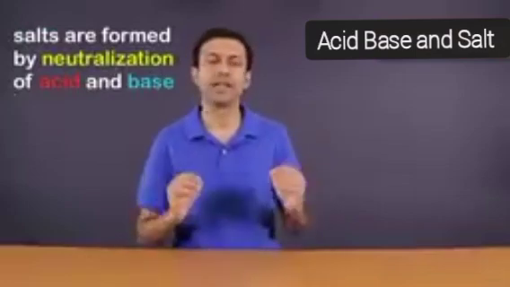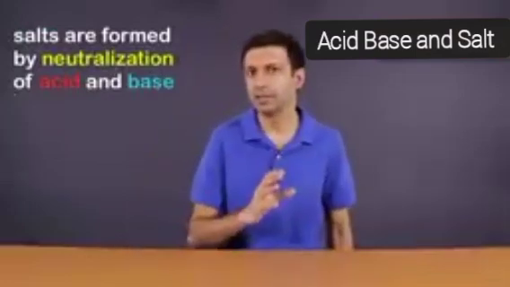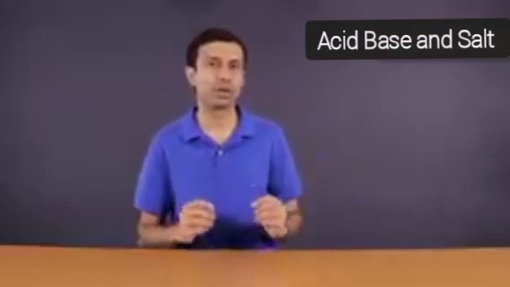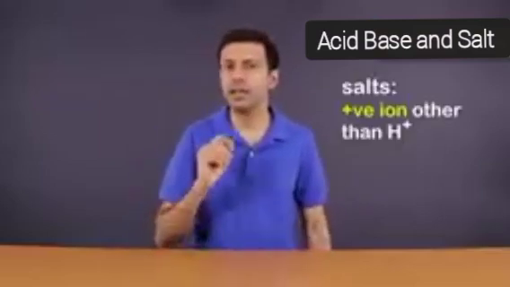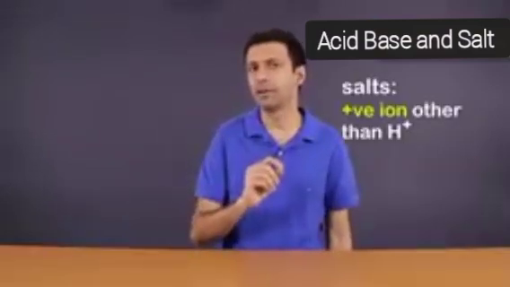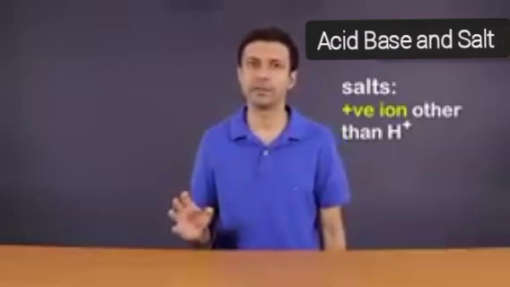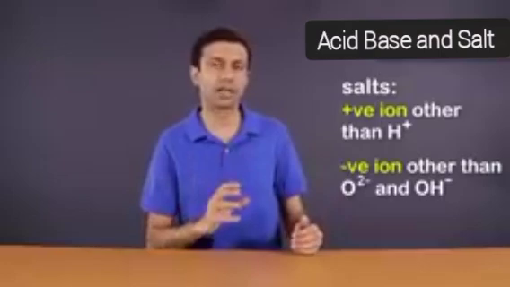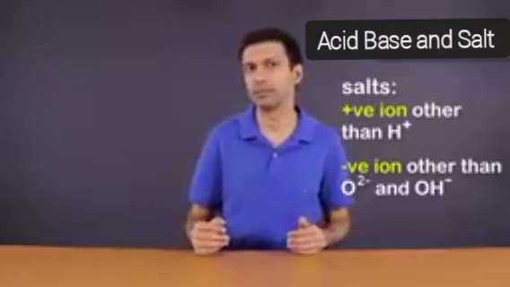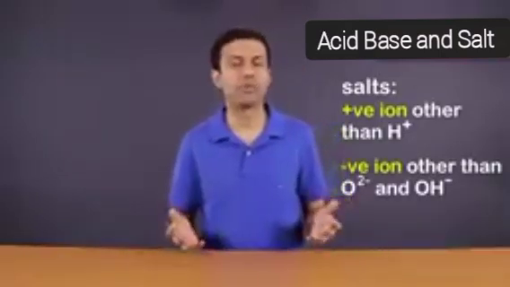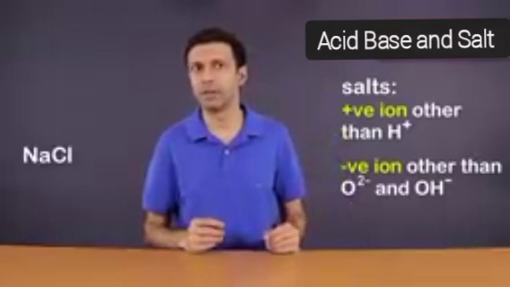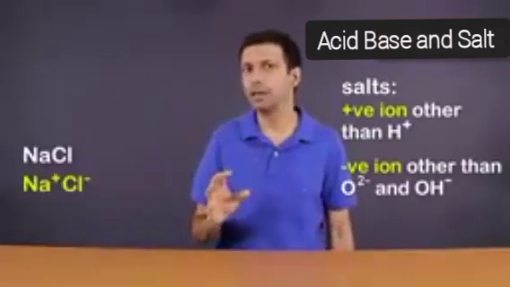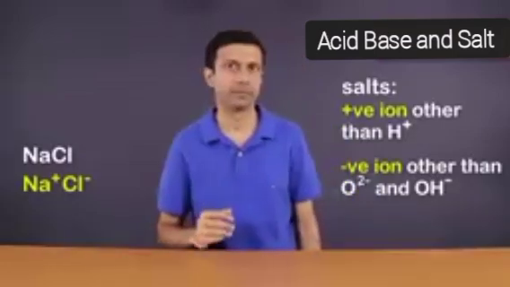Salts are formed by the neutralization of an acid and a base. Now the simple rule to identify a salt is that it should contain at least one positive ion other than H plus ion and at least one negative ion other than oxide or hydroxide ion. Now let's take the example of sodium chloride. So it contains sodium, the Na plus, and chloride, Cl minus ion.